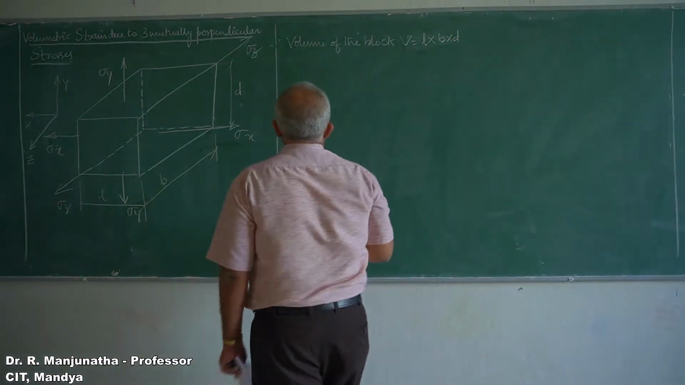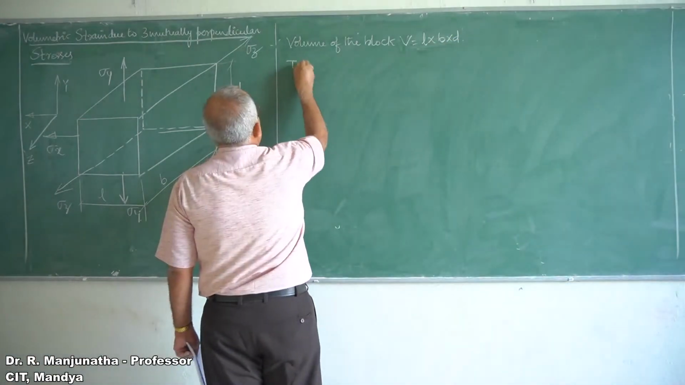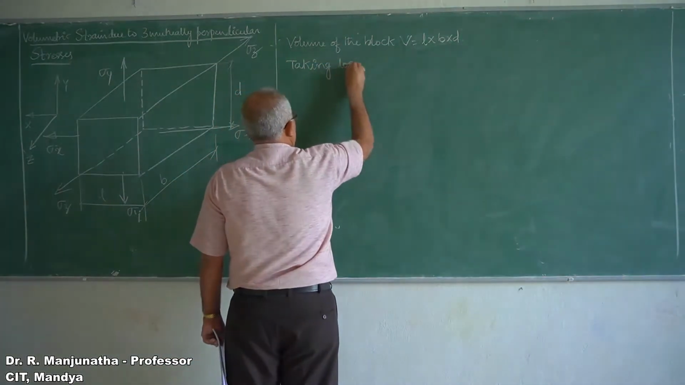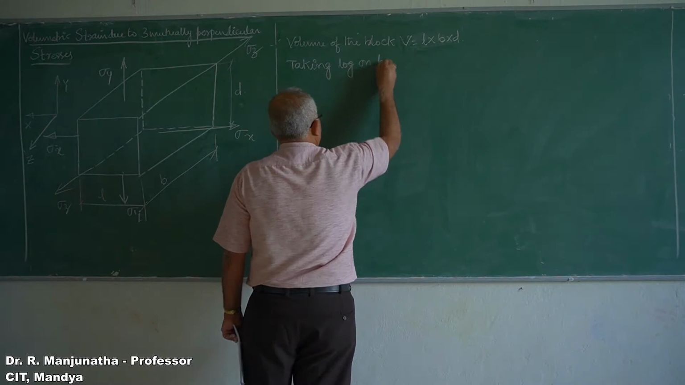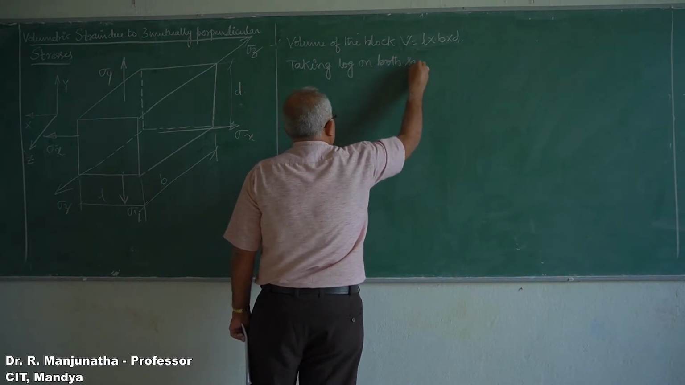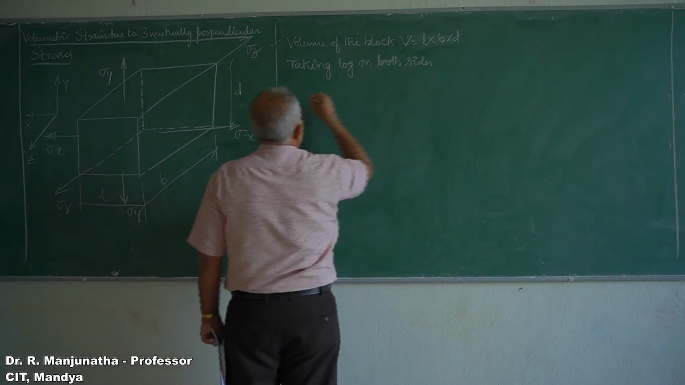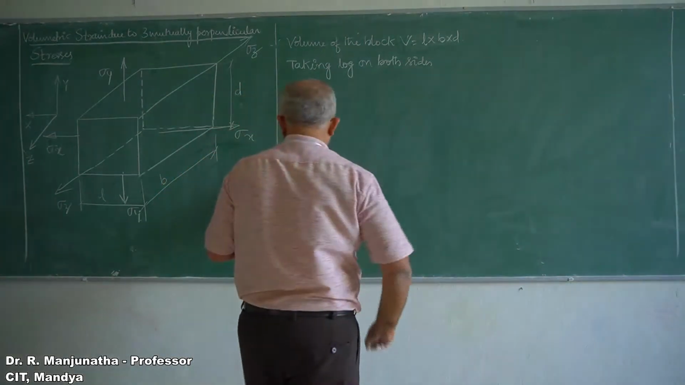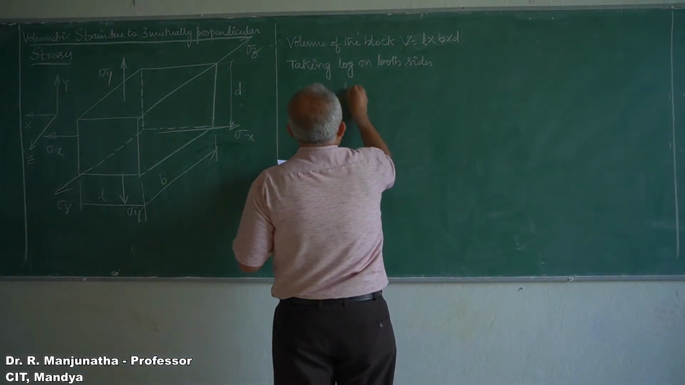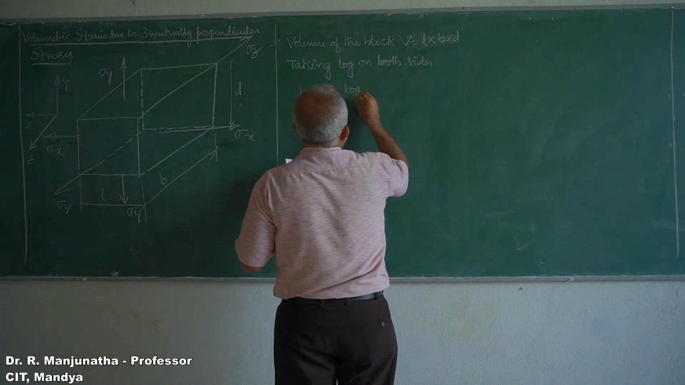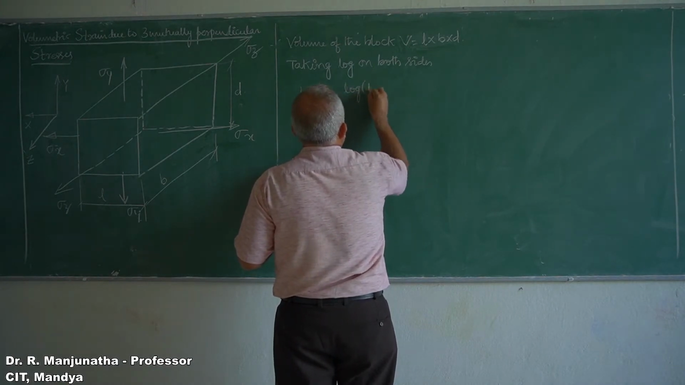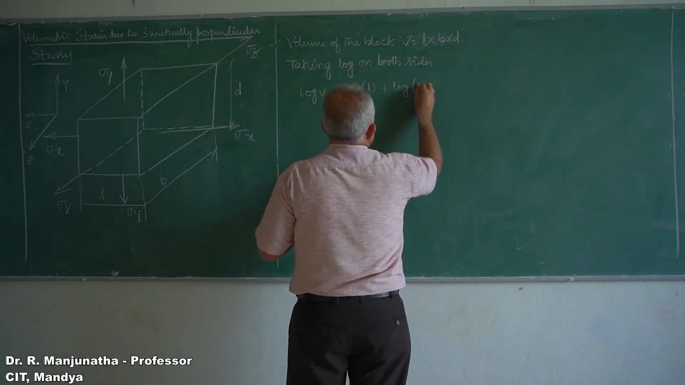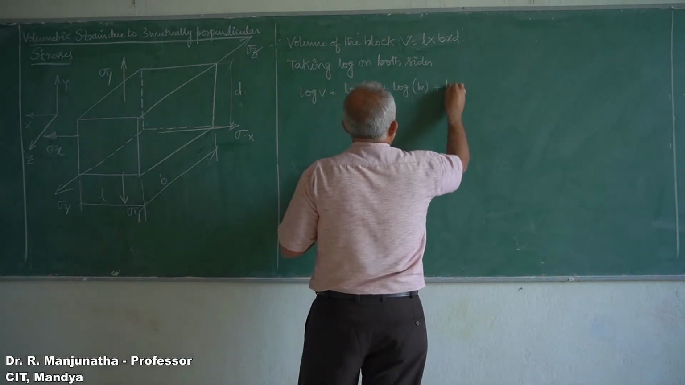Taking log on both sides, so we have log V is equal to log of LBD. So that means log L plus log B plus log D.